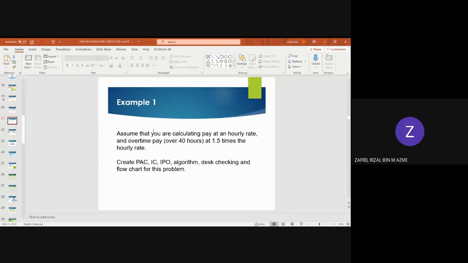Okay, so for that, let's look at this very simple example, so it is easy for us to understand. Assume that you are calculating pay at an hourly rate and overtime pay. Can you understand this question?